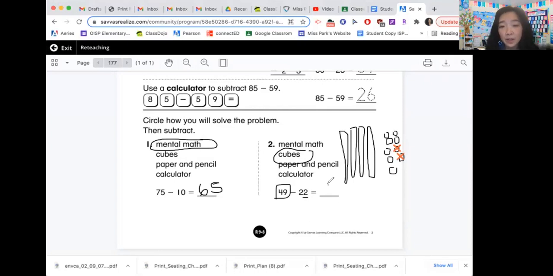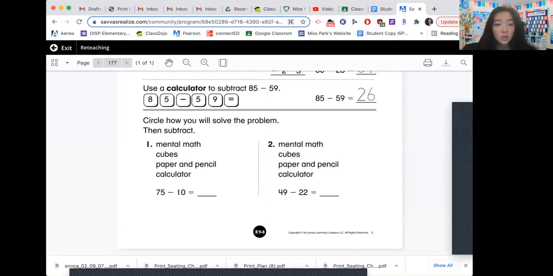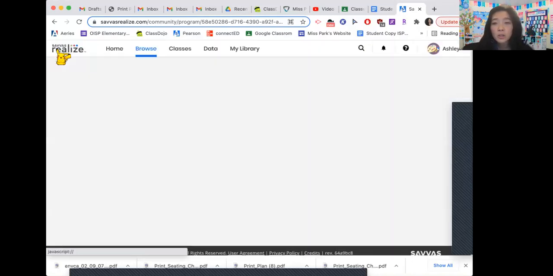Very good, 7. So 7 goes in the ones place. Now we need to take away 2 tens. So I'm going to take away 2 tens. So how many tens do we have left? 2. Very good. So what is our answer? What is 49 minus 22? 27. Good job. You guys did that really quickly. You guys are doing so good in subtraction.